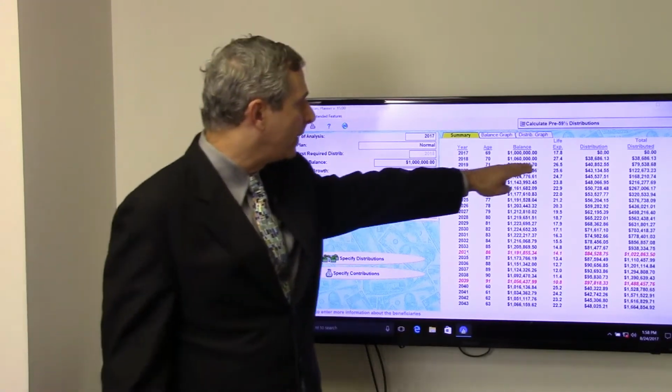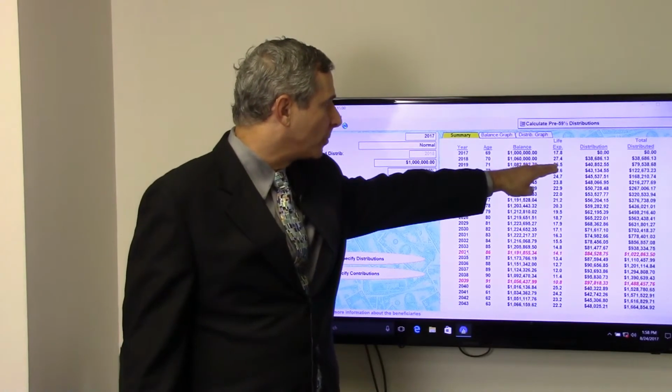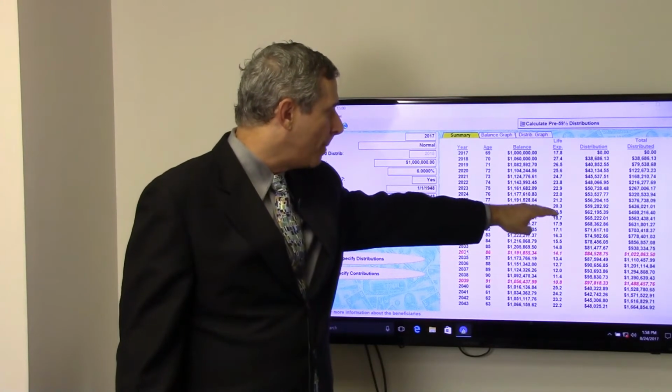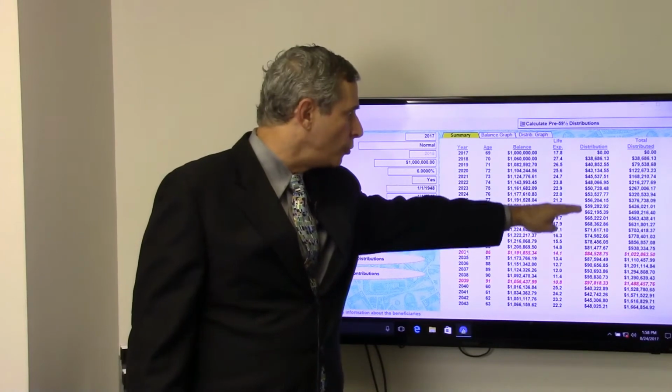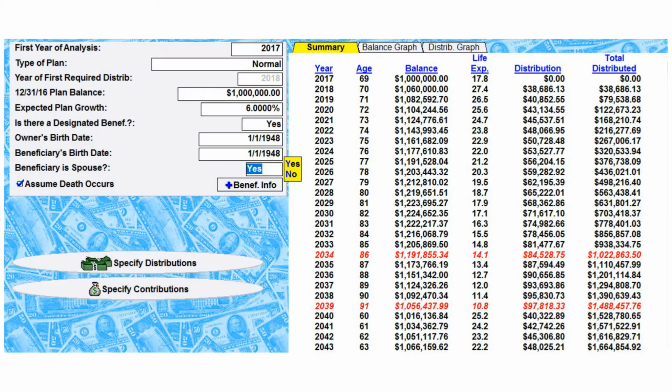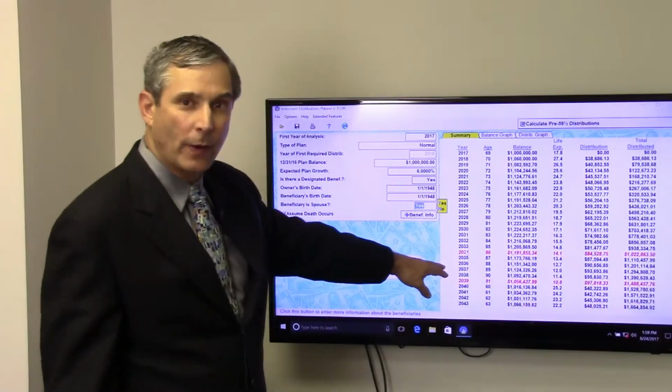So then you'll see that over time, the life expectancy factor goes down, meaning the minimum required distribution of the IRA goes up and up and up. And that pattern continues. When does that pattern stop? Well, at the death of the IRA owner.